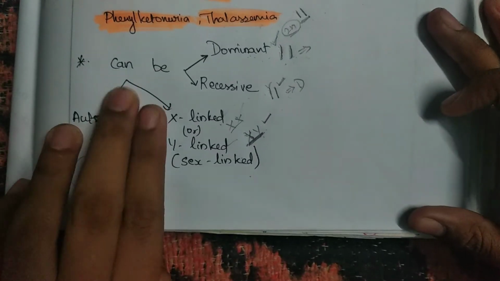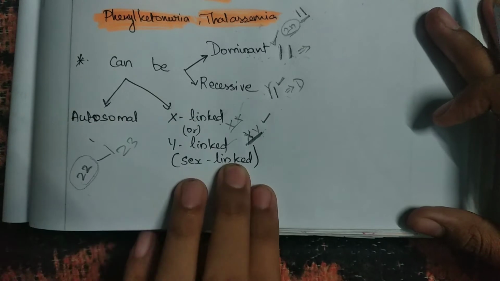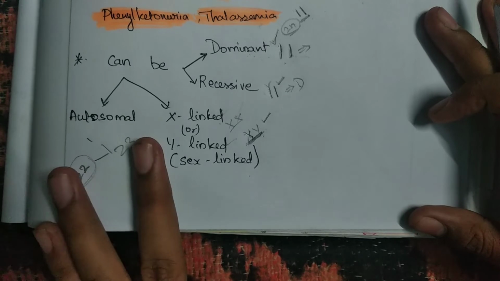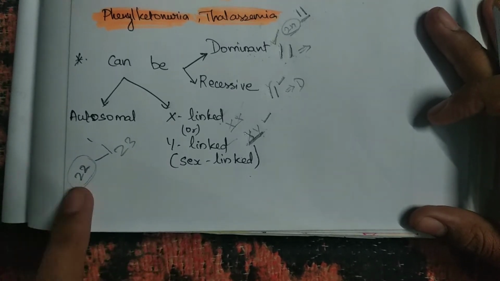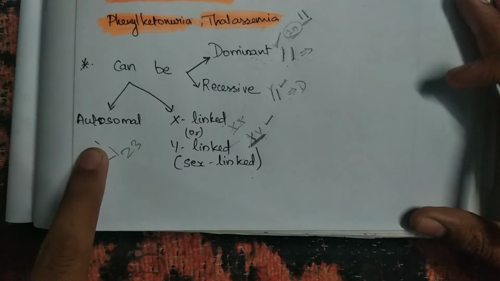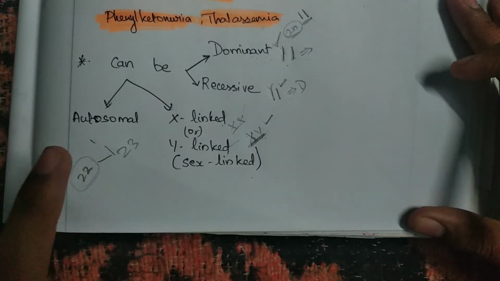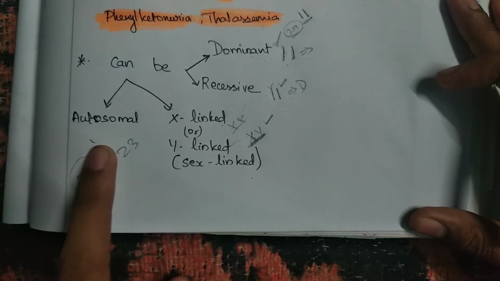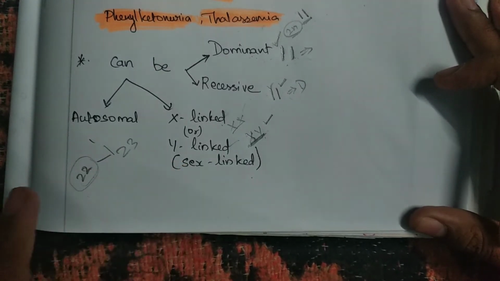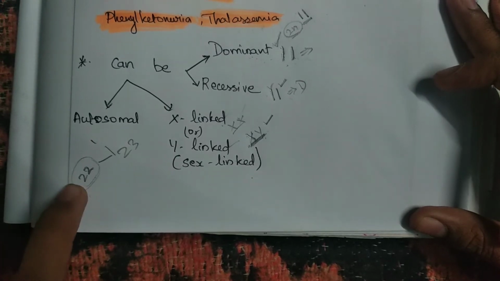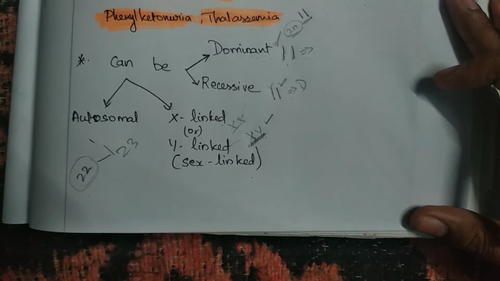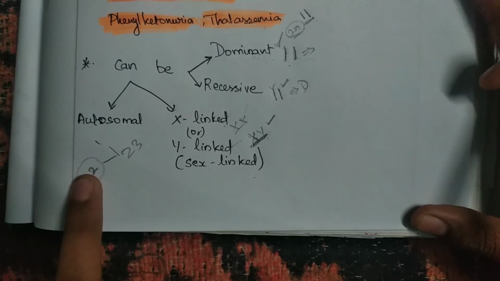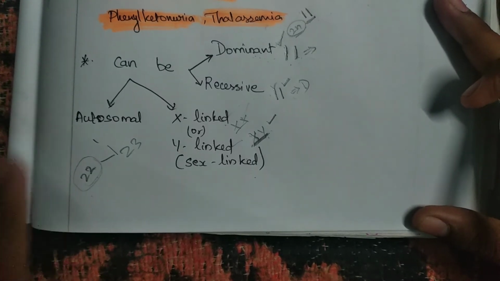And coming to the next thing, it can be autosomal or X-linked. Autosomal disease: we have 23 pairs of chromosomes. Out of those 23 pairs, 22 are autosomes, and the 23rd pair is the sex chromosome that will determine the gender of the individual. It can be XX in females and XY in males. If the mutation occurs in any of the 22 pairs of chromosomes, then it is called an autosomal disease. It can be autosomal dominant or autosomal recessive.